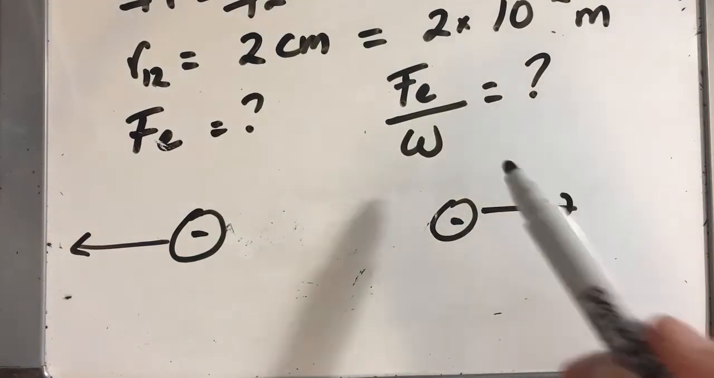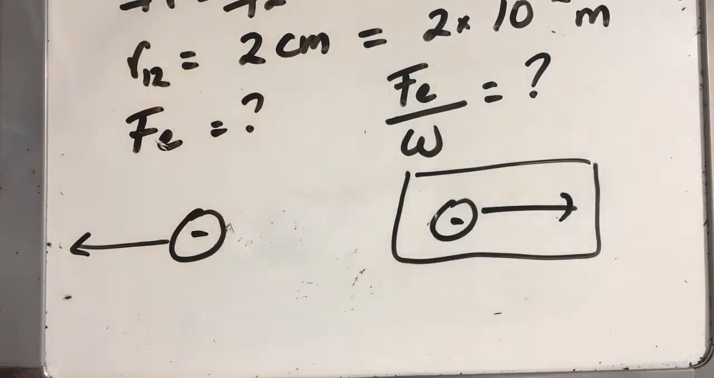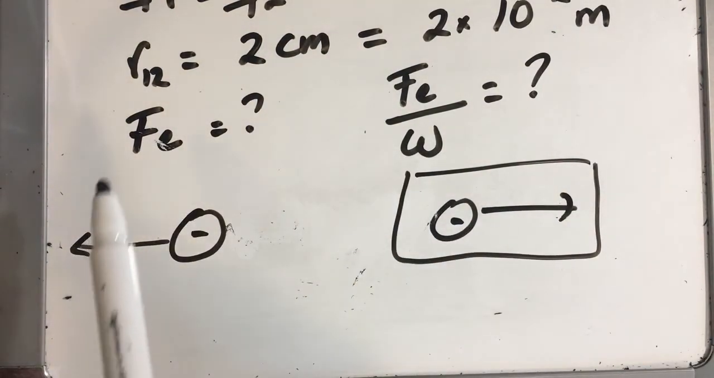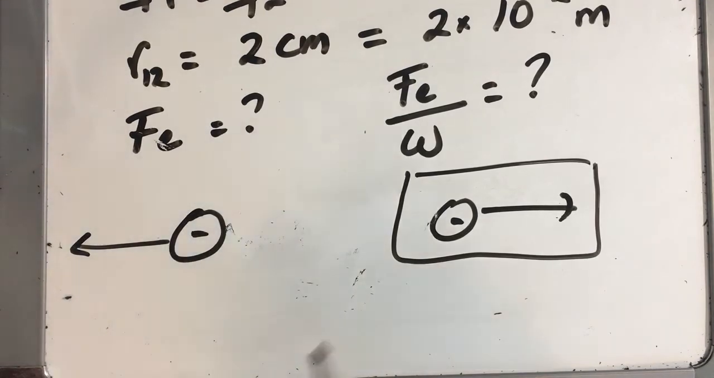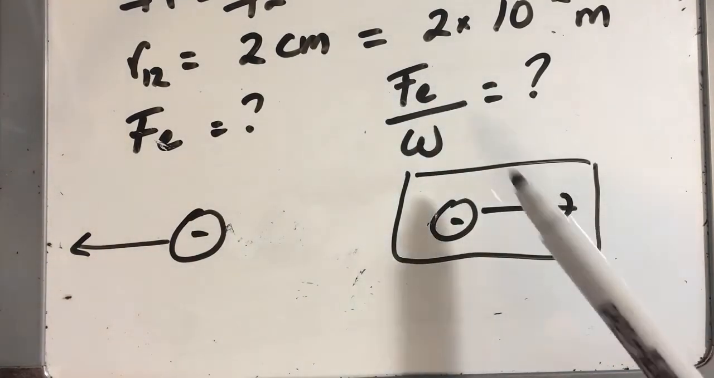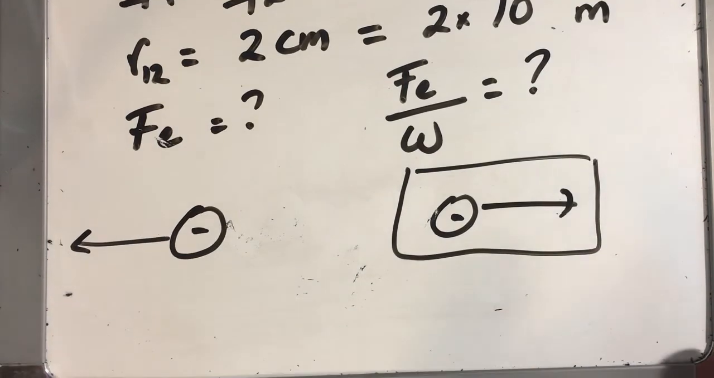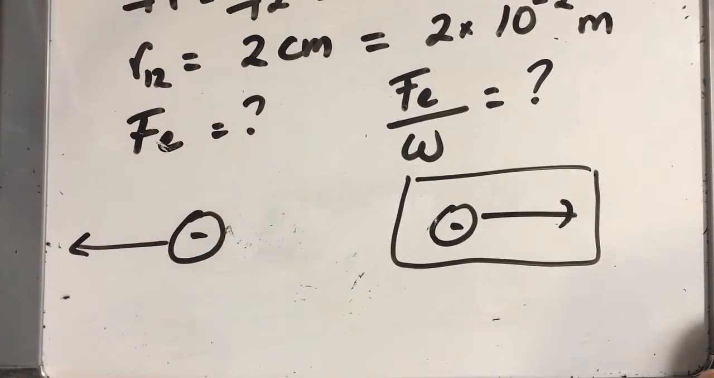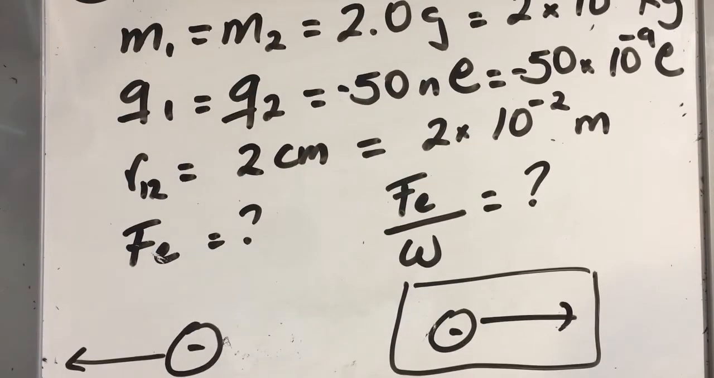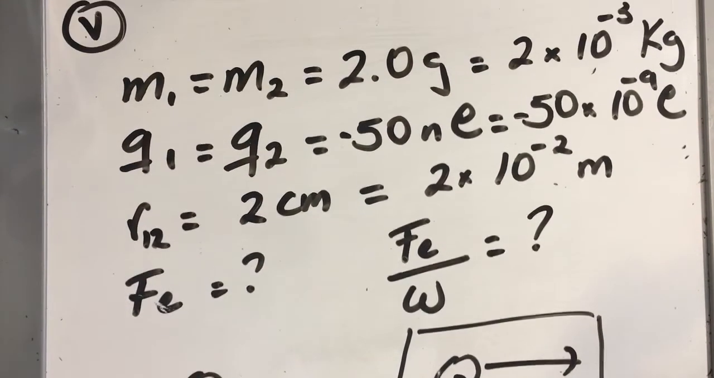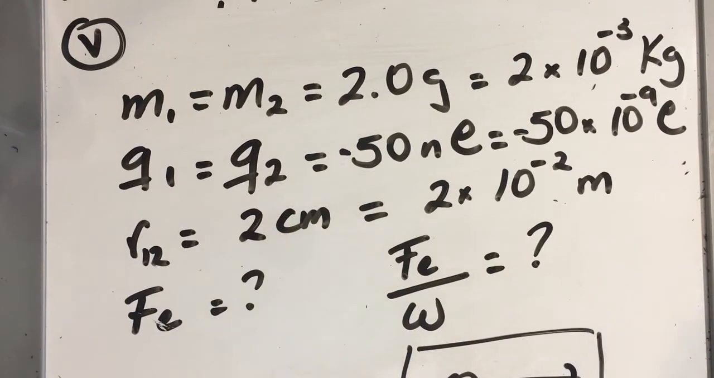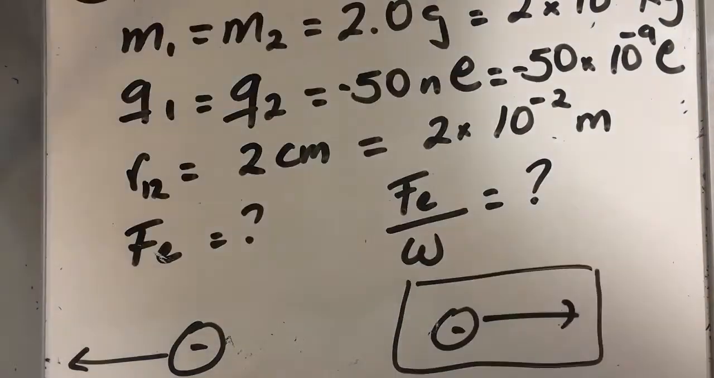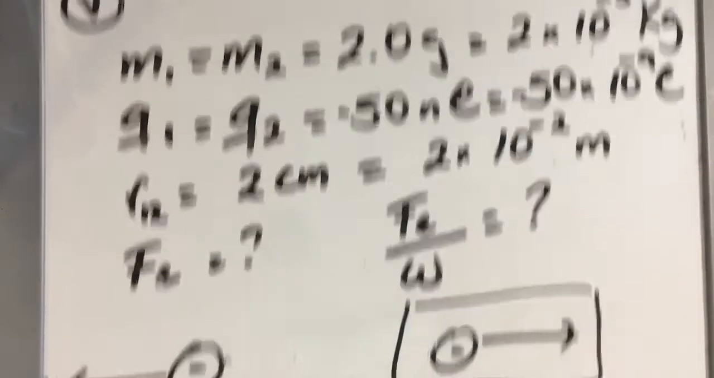They want us just to focus on one of them and then calculate the magnitude of this electric force, as well as the ratio between the electric force and its weight. So that is what they are asking us to calculate and to do in this specific exercise, okay? So now that we have that, we can go and jump to the solution. Let's go and solve our exercise.